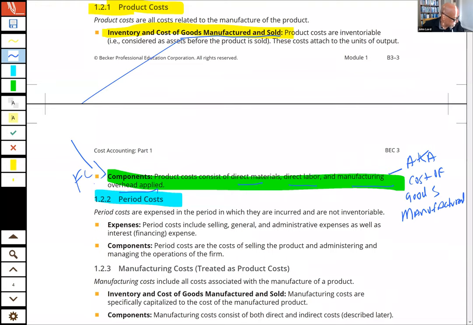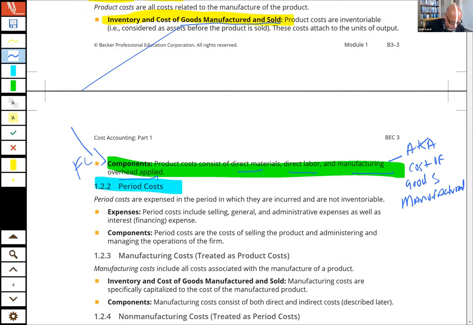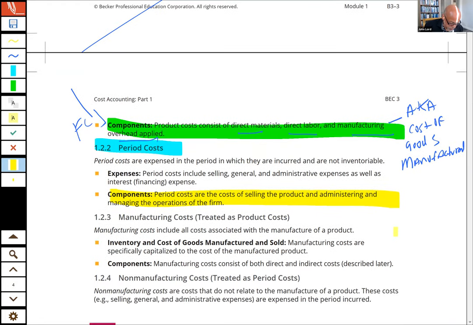Period costs are costs that are expensed in the period that they're incurred. So components of our period costs include our selling and our administrative expenses, okay? And those are going to be expensed as they are incurred. So go ahead and flashcard that period costs are expensed in the period in which they are incurred. Flashcard that, including the components.